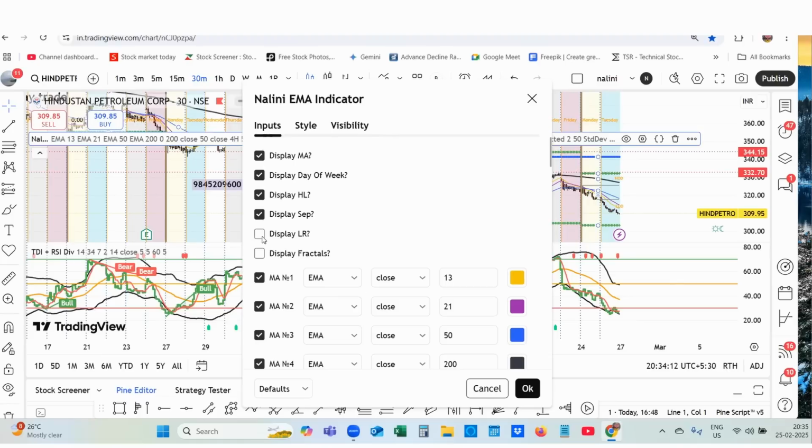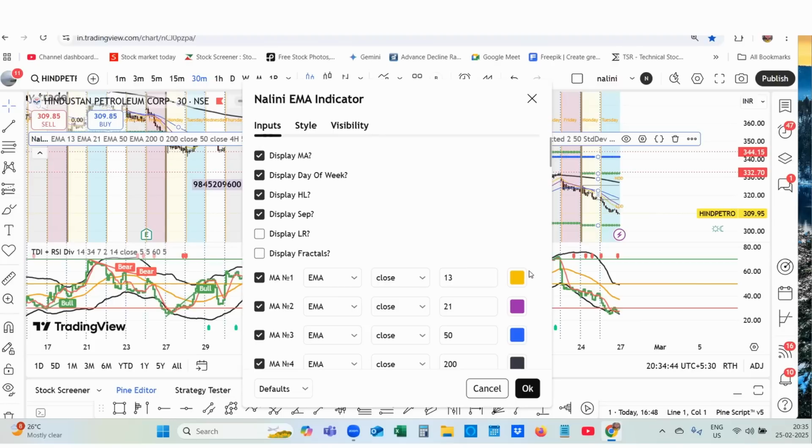Here, the linear regression line, I have already made a detailed video about how it is calculated, why it is important, and why the linear regression line will give you trend direction. That is the intention of the linear regression. Even you can utilize display fractals. If you check it, you will get the fractals for the pivot points. If you want it, you can take that.